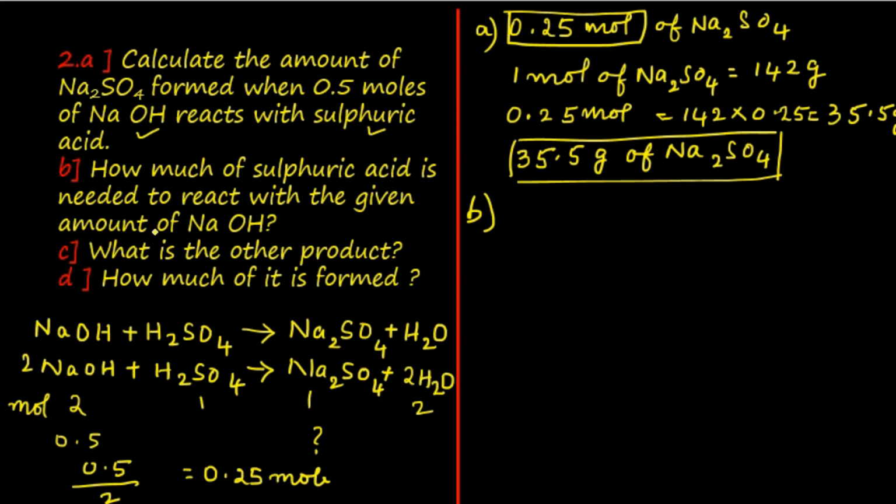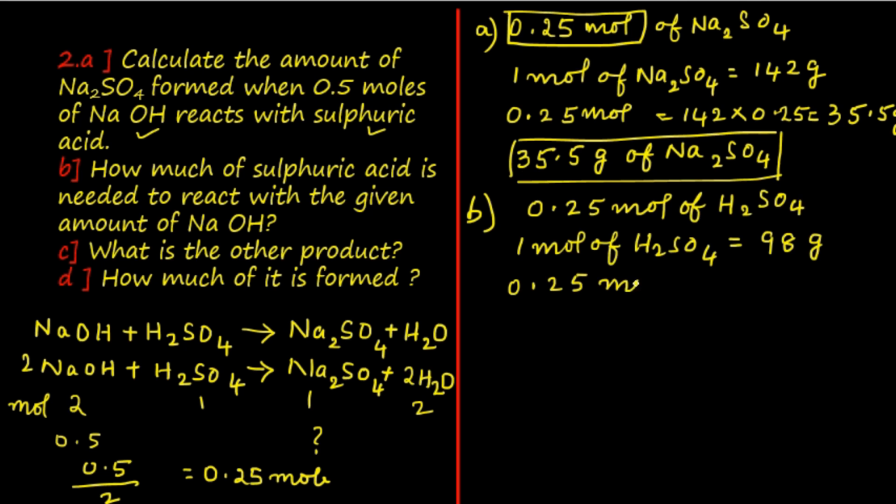What is section B? How much of sulfuric acid is needed to react with the given amount of sodium hydroxide? Let us go back to the balanced chemical equation. As per the equation, 2 moles require 1 mole of sulfuric acid. So 0.5 mole requires again the same principle, 0.5 divided by 2. Sulfuric acid required will be equal to 0.25 mole, which is equal to 24.5 gram.